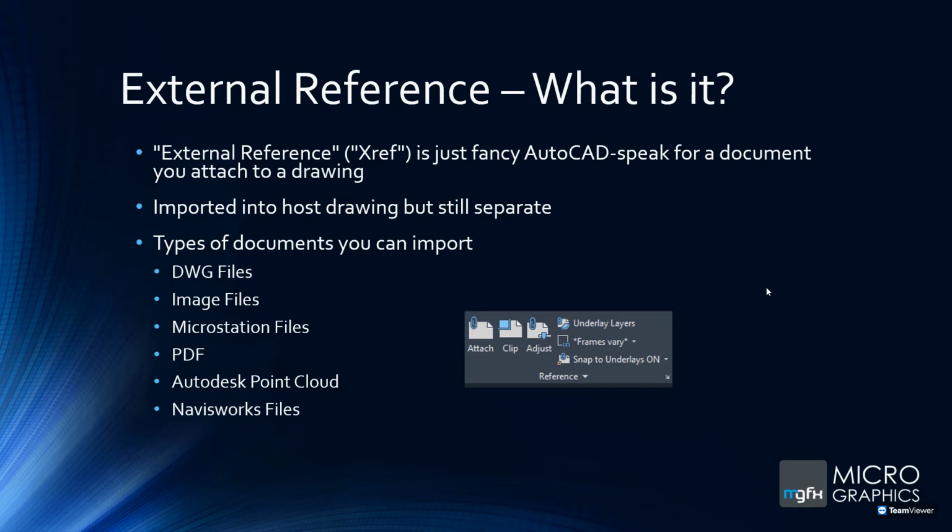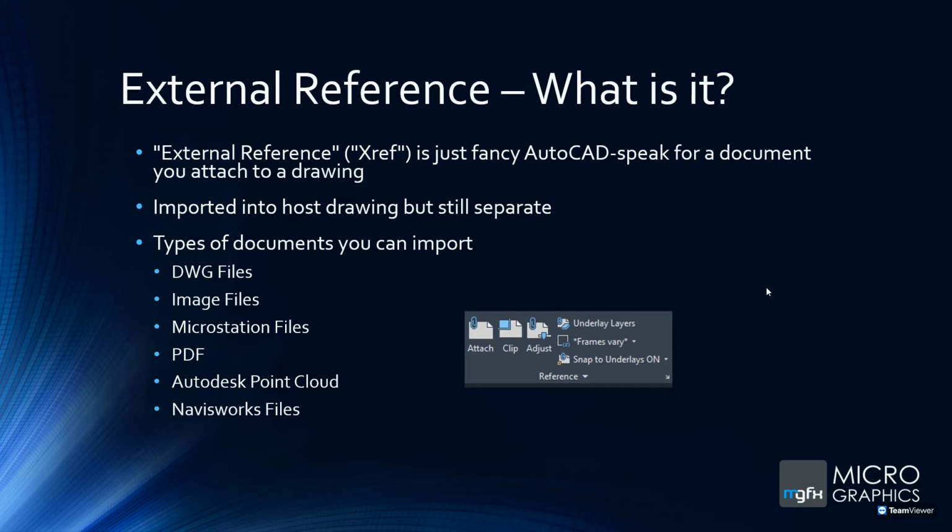Types of documents you can import. Obviously DWG files, but you can also attach image files, so any JPEG, bitmap, or PNG file. MicroStation files: if you are working with someone who uses MicroStation, you can Xref those in as well. The file extension for that is .dgn. Then you can do PDF files as well. Autodesk has done a lot of work with this. If you attach a PDF, you can see exactly what it looks like. There is also a way to import the PDF and actually convert it, but that's for another lesson.